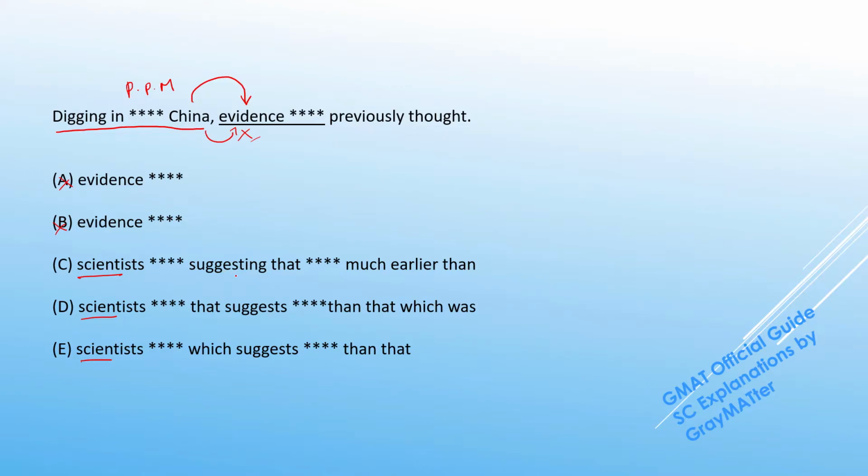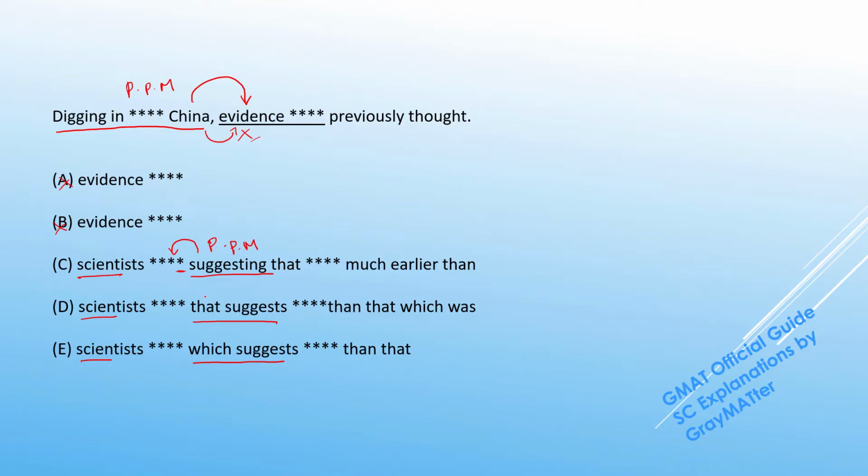Now, another difference that we can see here is that we have evidence suggesting that, evidence that suggests, and evidence which suggests. Now, this is once again a present participle modifier, and this is put right next to evidence, and it's obviously modifying the evidence here. So the evidence suggesting that something happened much earlier than previously thought.